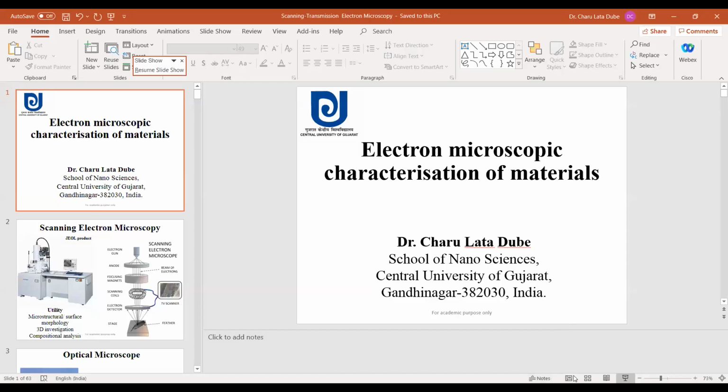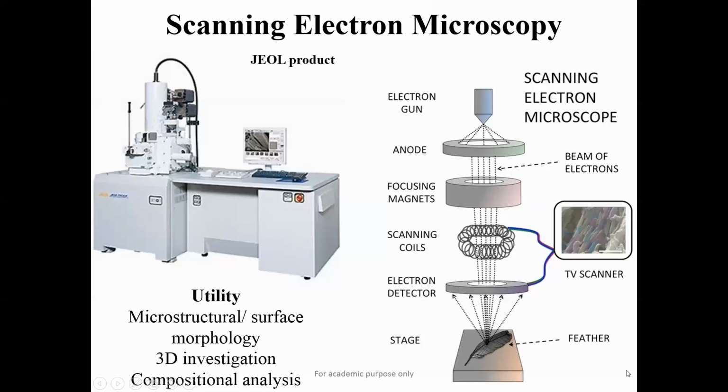So let's start again. We were seeing the typical picture of an SEM machine. So this is an SEM machine, right? Here you can see the electron gun, that is the source of electrons, and then there is an anode which is collecting the electrons, and then the beam is focused through a focusing magnet. And then there is a scanning coil. This scanning coil is there to raster the electron beam over your sample. Finally we get the image on the screen.